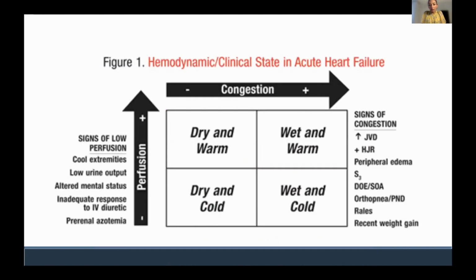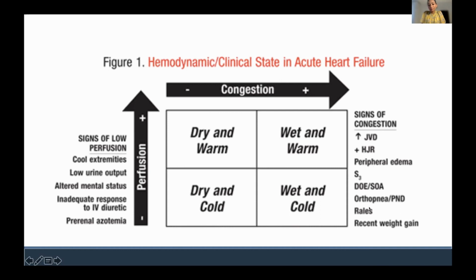This is the Lynn-Warner-Stevenson classification of heart failure, and really something you should keep in mind when you're examining patients. You should really try to profile them based on this into whether they're dry and warm, wet and warm, dry and cold, or wet and cold. The dry and cold represents their perfusion status, whether they have a normal cardiac output or a low cardiac output. Signs of poor perfusion are cool extremities, low urine output, altered mental status, inadequate response to IV diuretics, and prerenal azotemia.